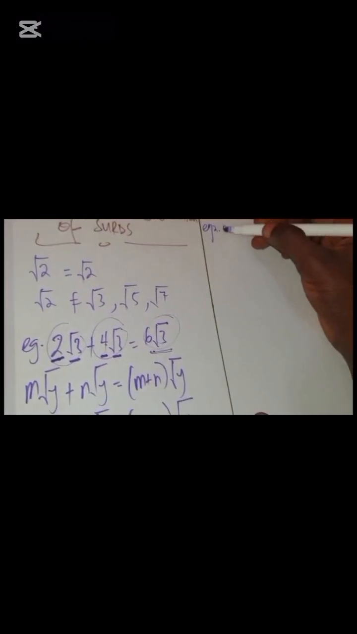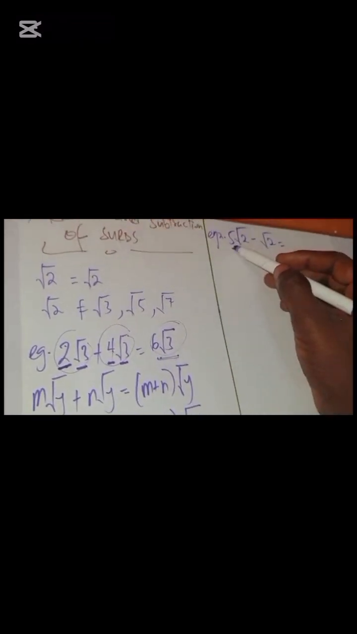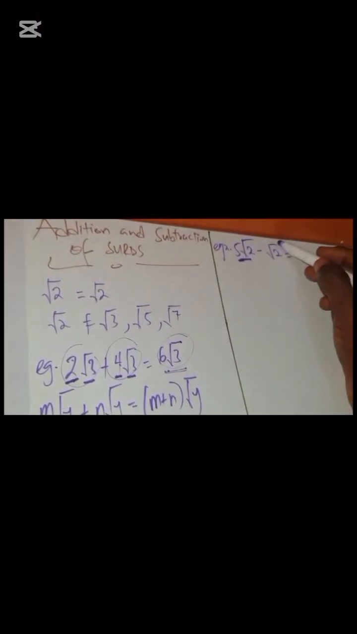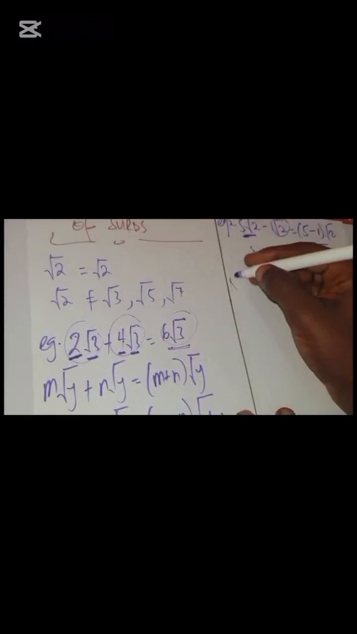So let's take another example. Let's say 5 root of 2 minus root of 2. First of all, this implies there are 5 of root of 2, and there's only 1 of root of 2. So this is just like doing 5 minus 1 root of 2, which gives us 4 root of 2. So this is one of the simplest parts of this topic, so we won't waste much time on it. But there's something I want us to note.